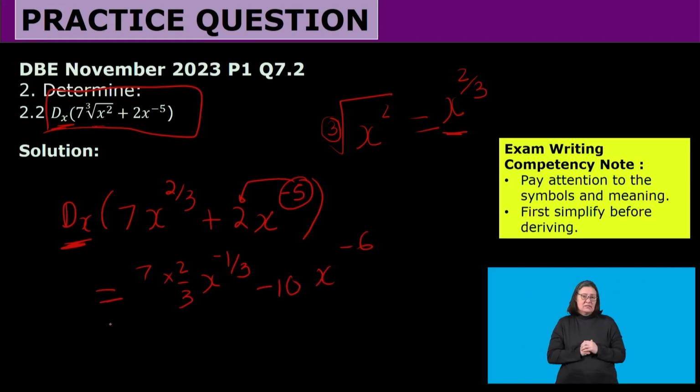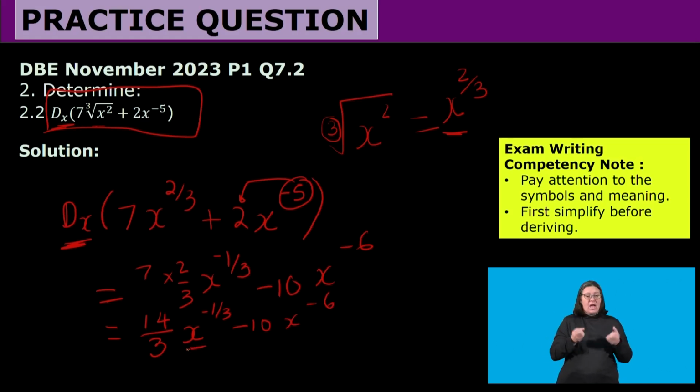So we'll just tidy this up a little bit. So it's 7 times 2 is 14 over 3, x to the power negative a third, minus 10 x to the negative 6. And the preference is really to write your answer with positive exponents. We would do that by moving these two expressions with x to the denominator. So this would become 14 over 3 x to the power a third.